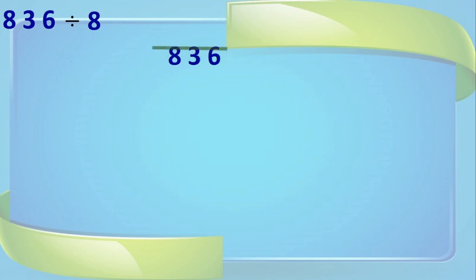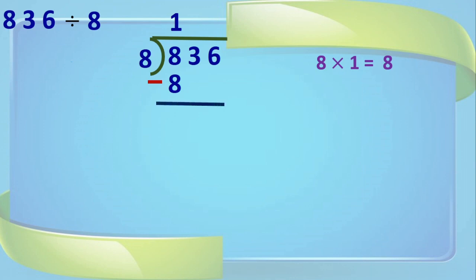836 divided by 8. See here, a little different sum. Okay, we know that 8 ones are 8, we can take because 8 is in hundreds place, right? 8 minus 8 is equal to 0. Now we will take this 3 down, correct? This is the second step, 3.